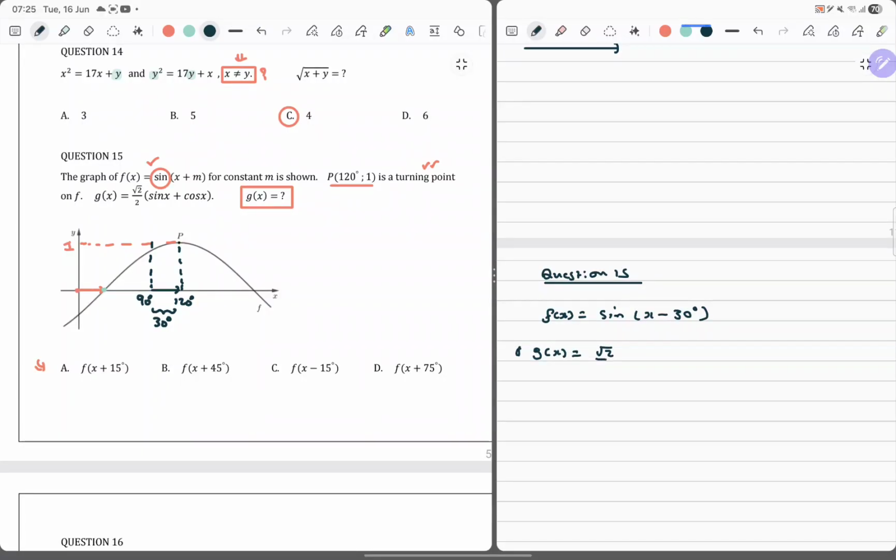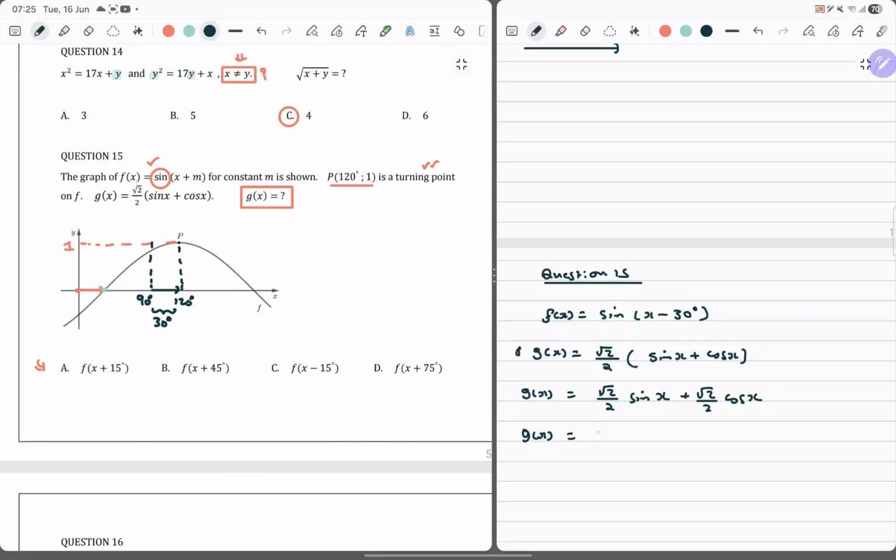g of x is root 2 over 2 into sine x plus cos x. We can already see compound angle identities kicking in. If we FOIL this out, it's going to be root 2 over 2 sine x plus root 2 over 2 cos x. So g of x is, remember this is 45 degrees.